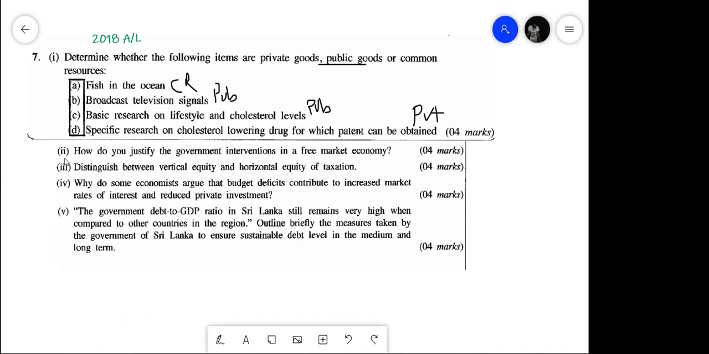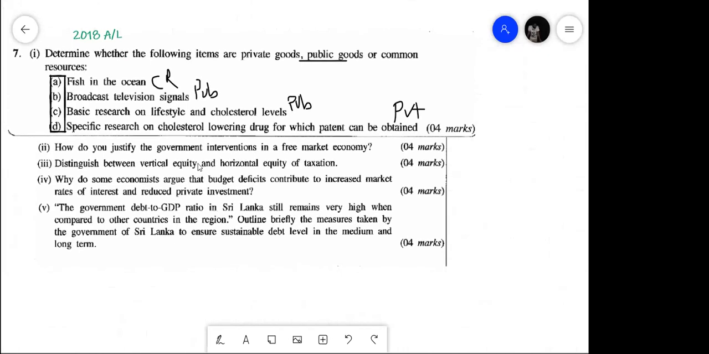Then if you look at the second part of it: how do you justify government intervention in a free market? How do you try to say that there needs to be government intervention in a free market? In simple terms, they are also asking you about the government's role. The way of identifying is by going with the characteristics, excludability, rivalry. So you go with the role, guys. What does the government do? They ask the question indirectly, they're asking why there should be government intervention in a market economy. So to justify, to say yes, there should be.